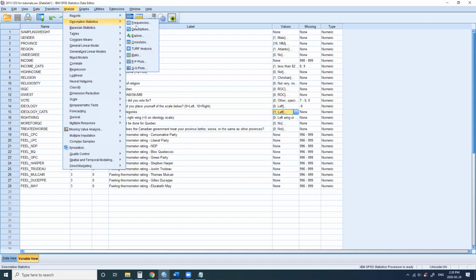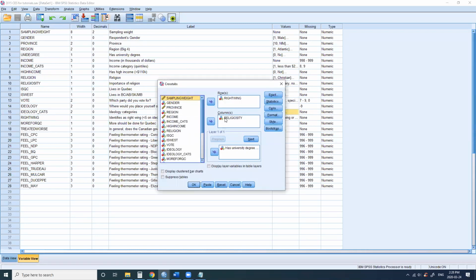So let's do this. We'll set up our crosstabs. We'll get rid of all of our existing variables. So we'll put more for Quebec in our rows, that's our dependent, and we'll put ideology categories in the columns. And the theory here is that those on the left tend to be more supportive of government spending than either those in the center or those on the right. So those on the left should be more willing to do more for Quebec because they're more willing to spend government money. So I think that rationale makes sense on a logical level.